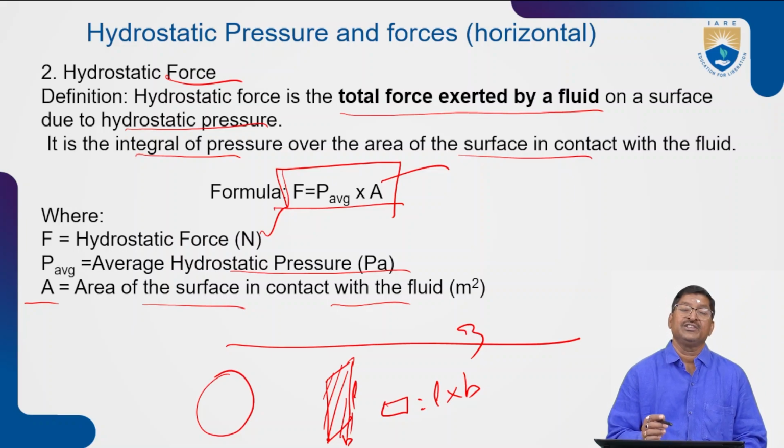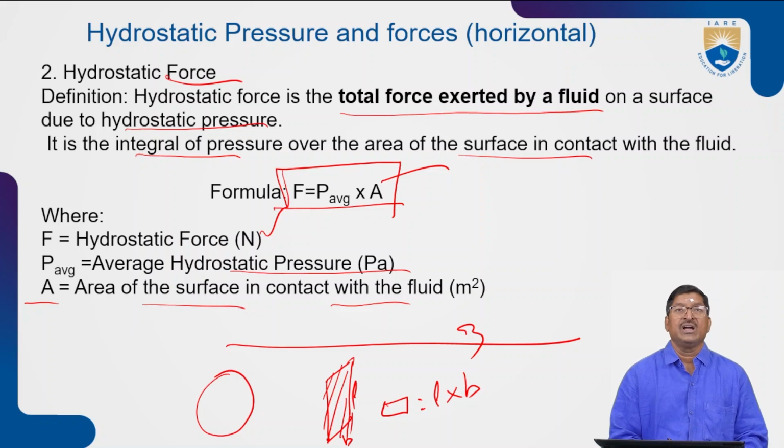If you multiply this pressure with the area of that particular submerged surface, then you will get the force onto the submerged surface. So F is equal to P average into capital A, where A is the area of the submerged surface. It may be rectangular, circular or irregular in shape. You can use the regular formulas, or even integration methods, to get the area of an irregular submerged surface.